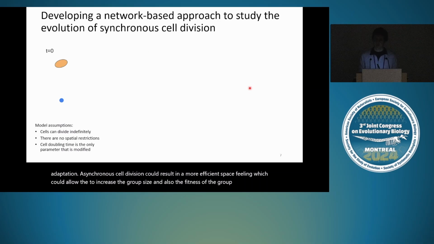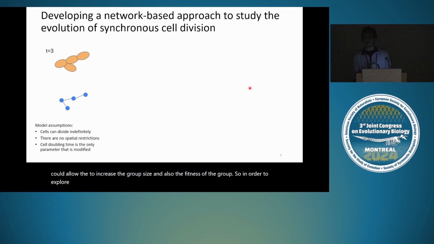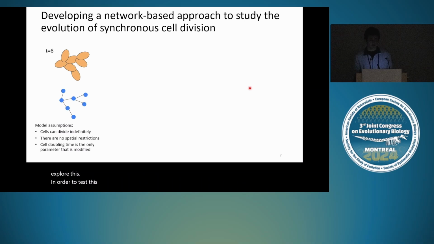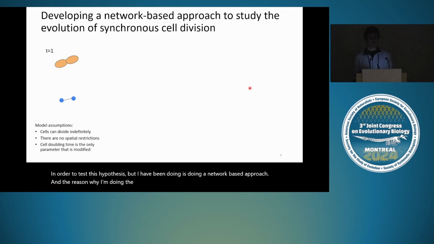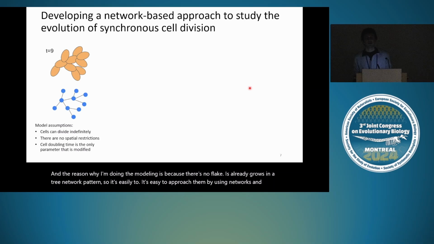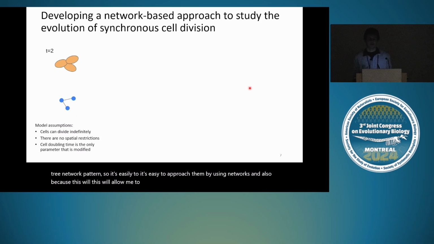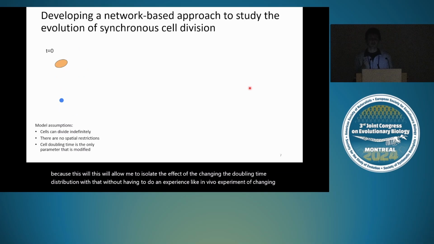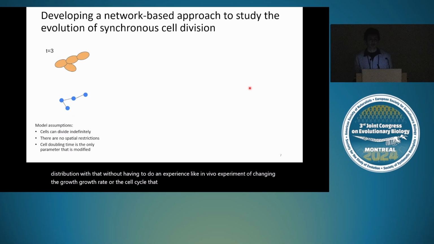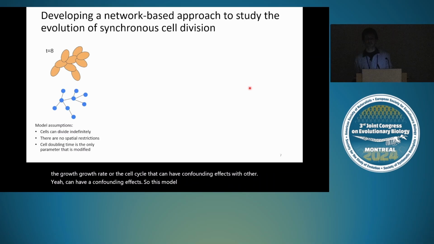So in order to test this hypothesis, what I have been doing is a network-based approach. The reason why I'm doing the modeling is because the snowflake yeast already grows in a tree network pattern, so it's easy to approach them by using networks. And also because this will allow me to isolate the effect of changing the doubling time distribution without having to do an in vivo experiment of changing the growth rate or the cell cycle that can have other confounding effects.